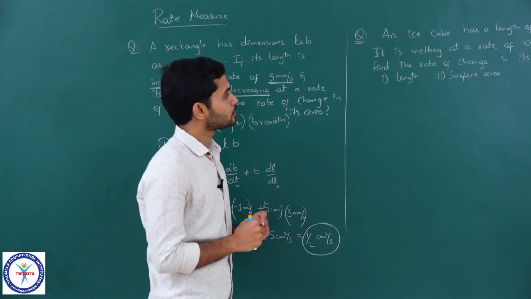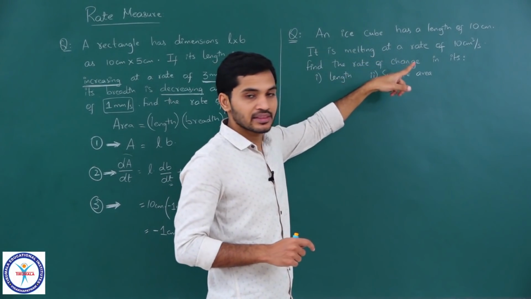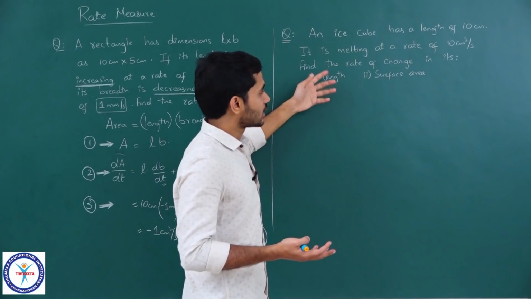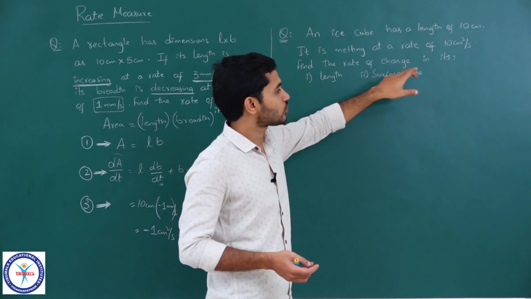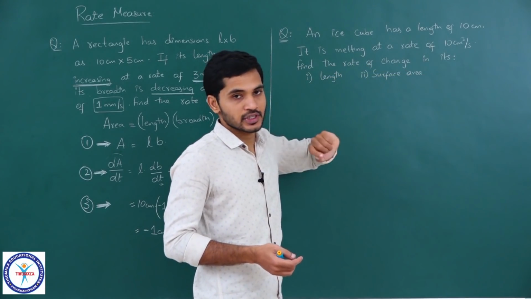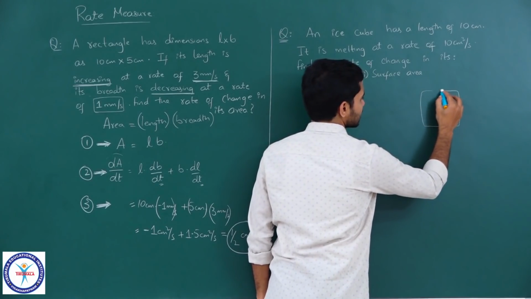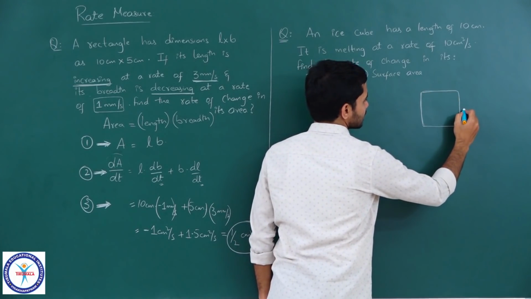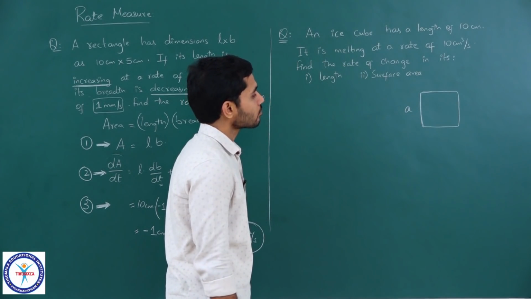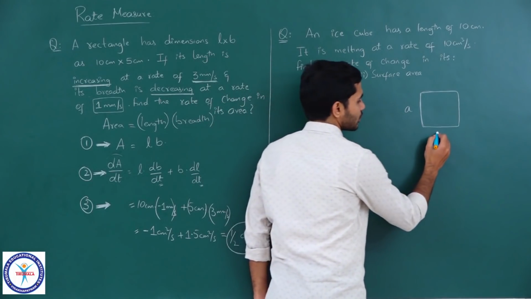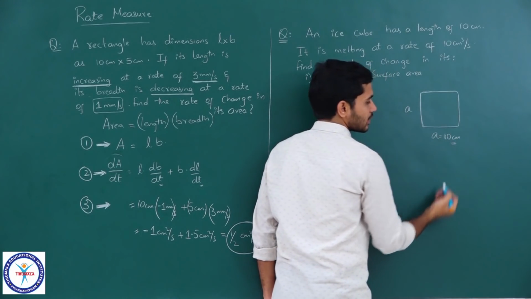We will see one more example. Here they are saying that there is an ice cube, it has a length of 10 centimeters, it is melting at a rate of 10 centimeter cube per second. Find the rate of change of its length and surface area, clear. So what they have considered here is there is a cube. Let us say this is a cube, its side length is, let us represent it as A. So side length of the cube is A, and A is given as 10 centimeters, that is the side length.